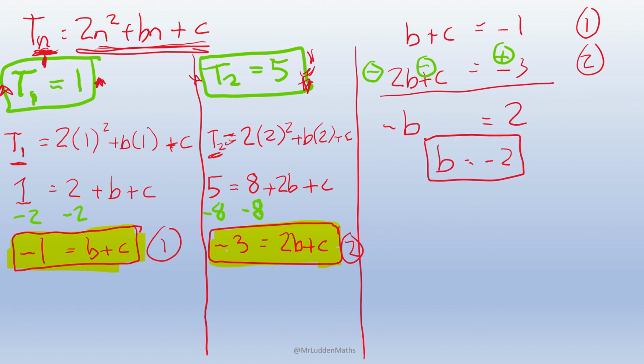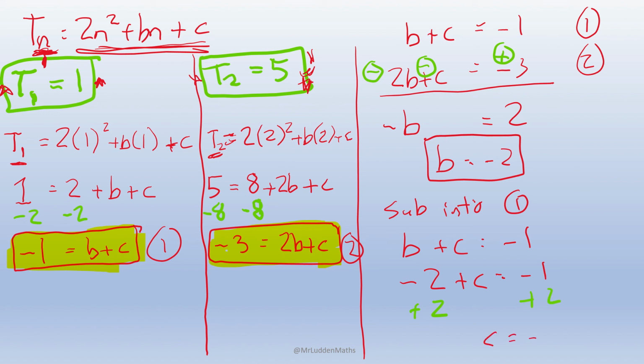And if b is equal to minus 2, I'm going to substitute that into equation 1. My equation 1 says that b plus c is equal to minus 1, but I know that b is minus 2, so minus 2 plus c is minus 1. If I add 2 to both sides, I'm going to get that c is equal to minus 1.